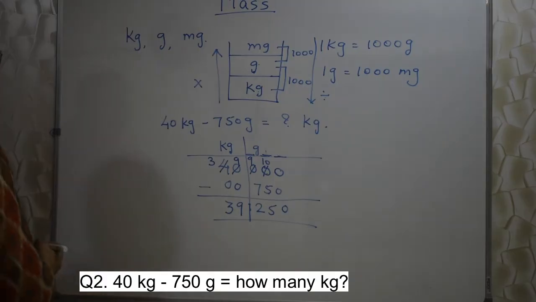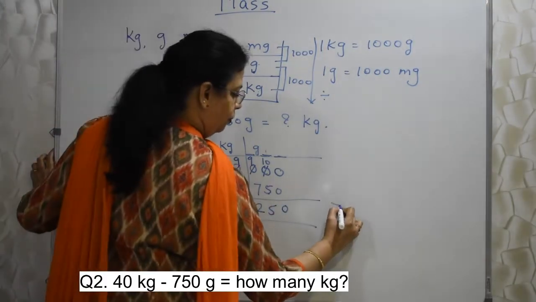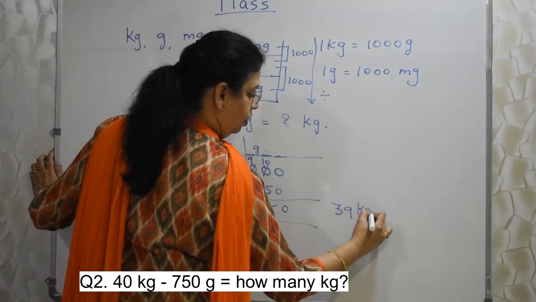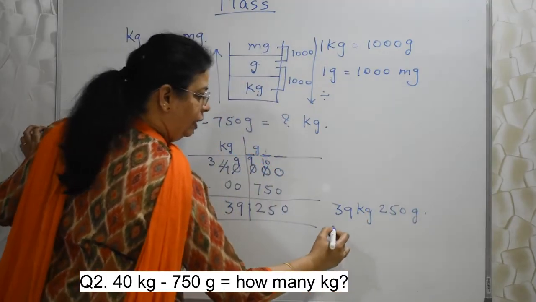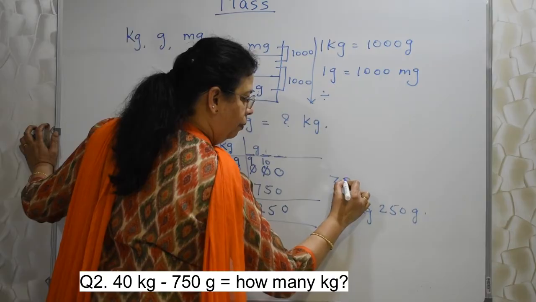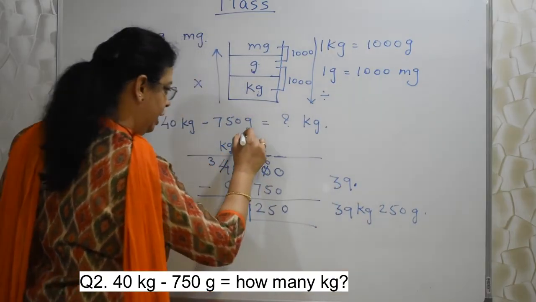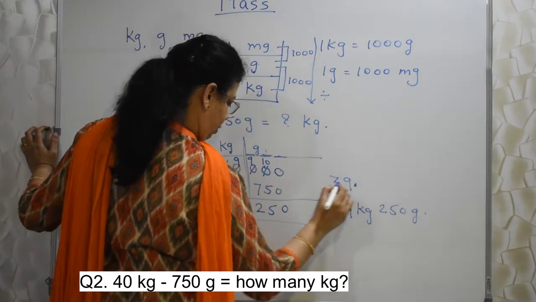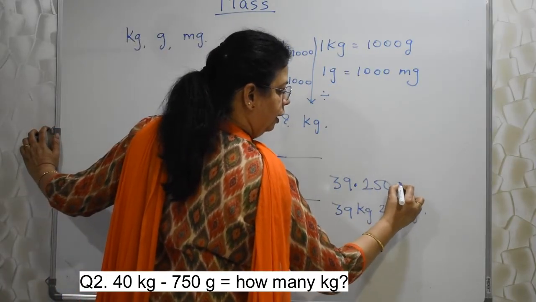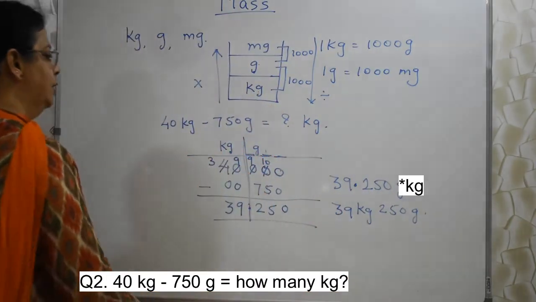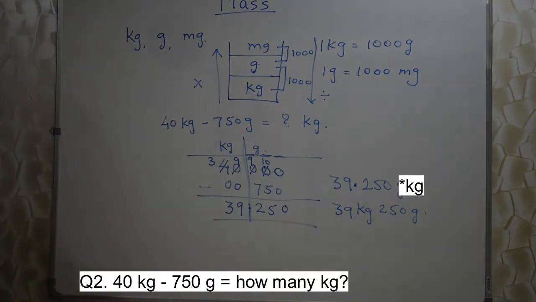Answer is 39 kg 250 grams. Or they may give like this, 39 point, this line is point, 39.250 grams. So answer can be anything. It is same.